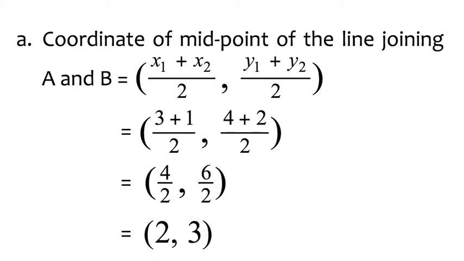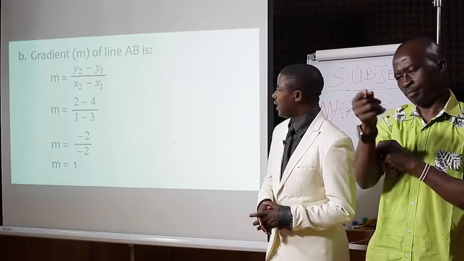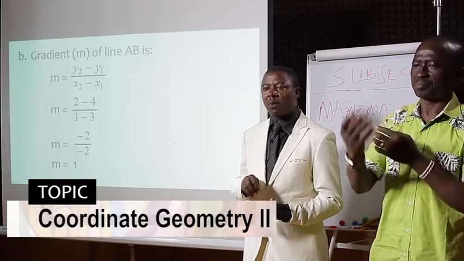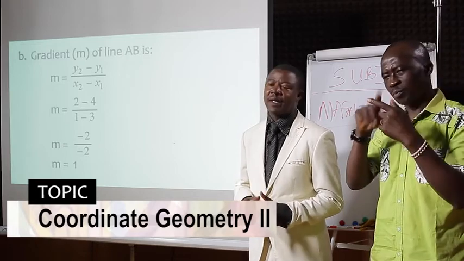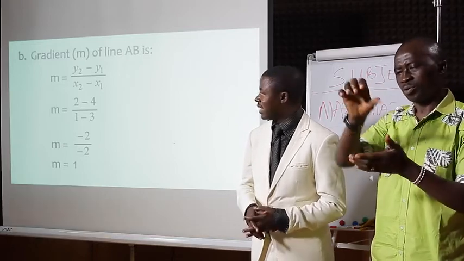4 divided by 2, while 4 plus 2 is 6. So 6 divided by 2. 4 divided by 2, the result is 2, while 6 divided by 2, the result is 3. Therefore, the coordinate of the midpoint of the line joining A and B is (2, 3).